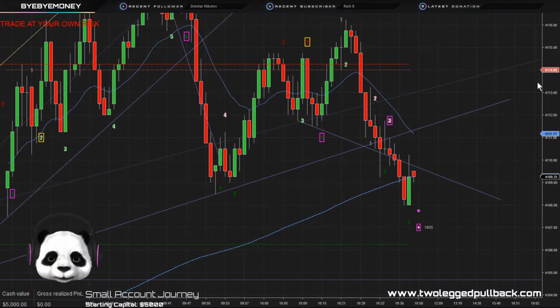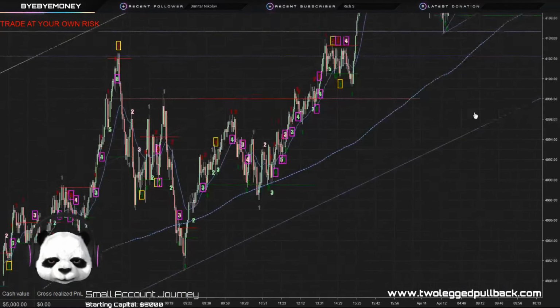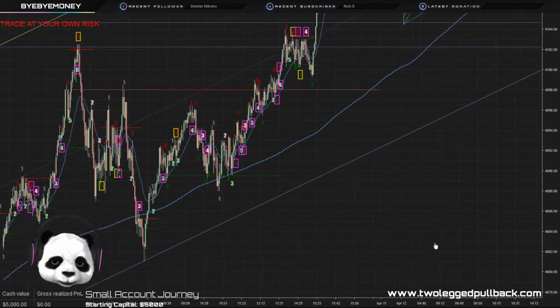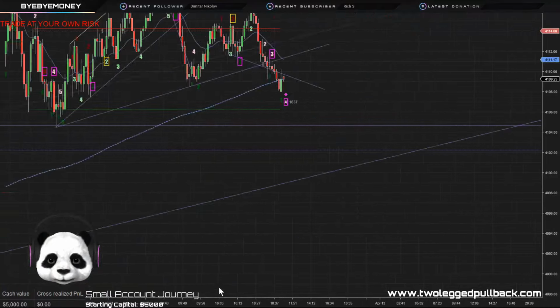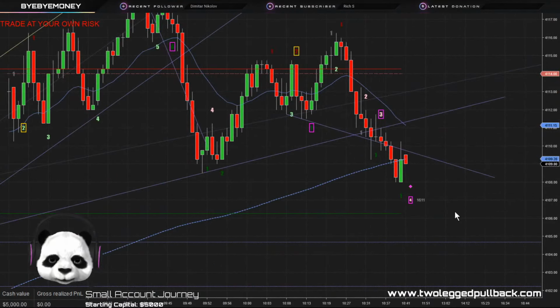Yep, closed beneath the 240 SMA on a 2K chart. How long has that been? Jeez, hasn't been since here. August or April 9th. A couple days ago, 240. H4 failure, I'll be interested in trading.